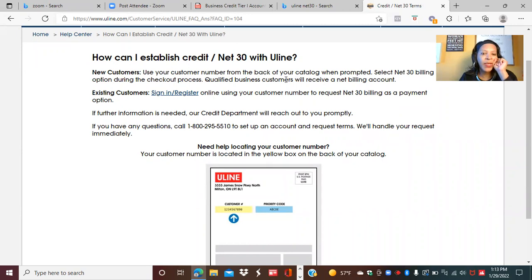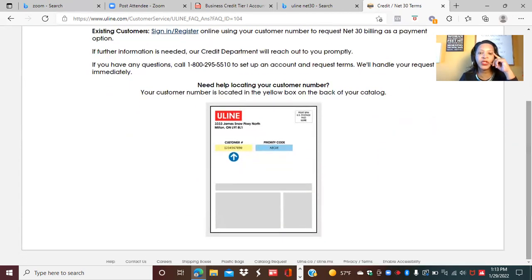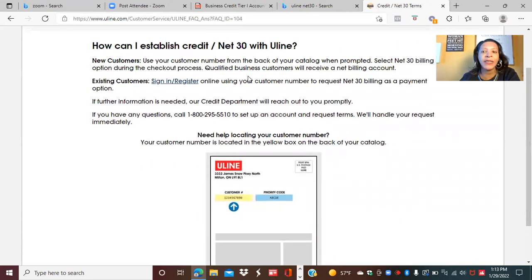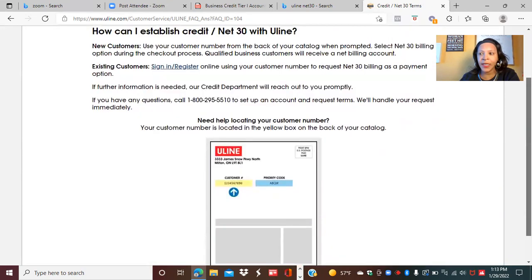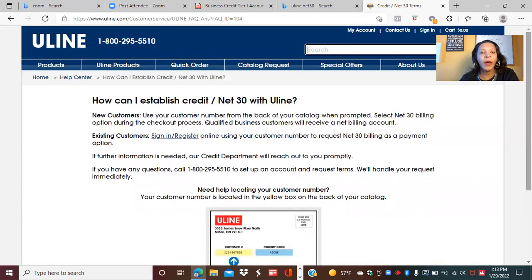Notice that here are the instructions. Use your customer number from the back of your catalog, those of you that get catalogs, and select the net 30 billing option during the checkout process. Qualified business customers will receive a net billing account. Sometimes you just need to go in and actually decide to purchase something. And then when it comes time to check out, you're going to select net billing account for your checkout. Okay, and then it will route you to completing all the steps with all your information and all that good stuff. All right.